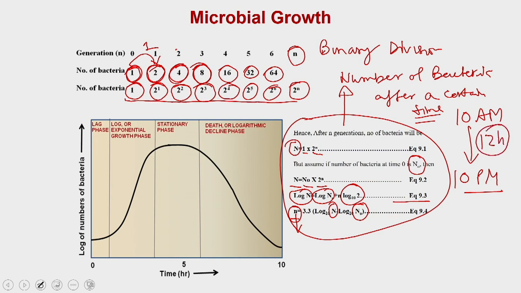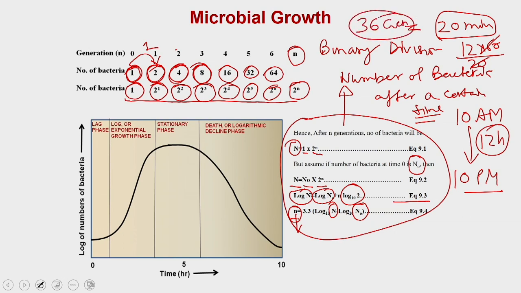So this I can do, because if I have a bacteria with a 20 minute life cycle, then in 12 hours how many cycles? 12 into 60 divided by 20, which is actually 36 generations, okay. So if you put 36 into n, then you can calculate the number of bacteria you are going to have at 10 p.m.